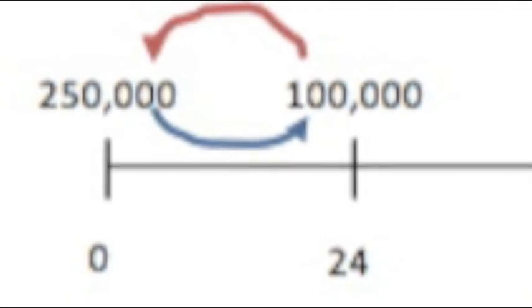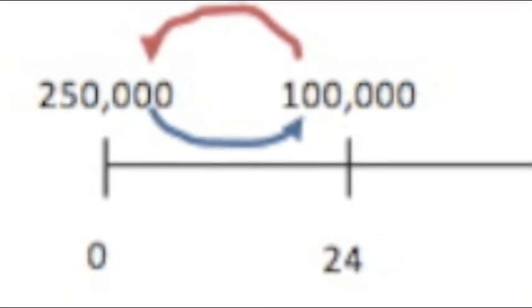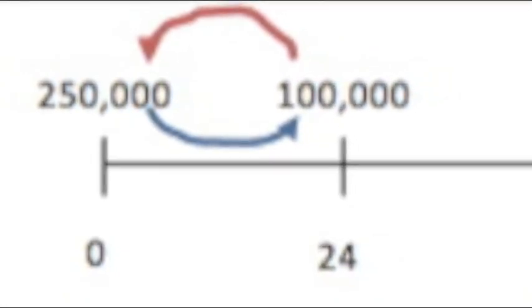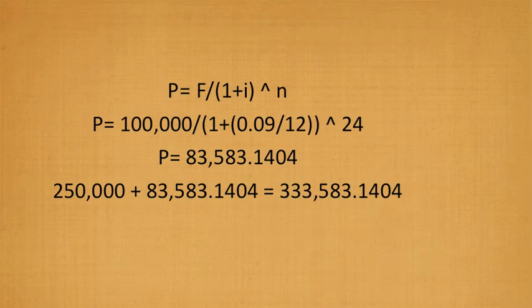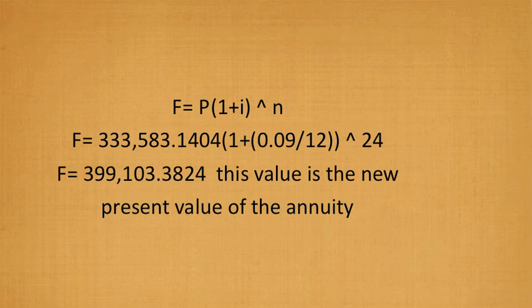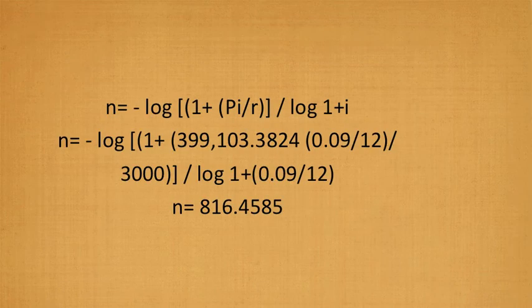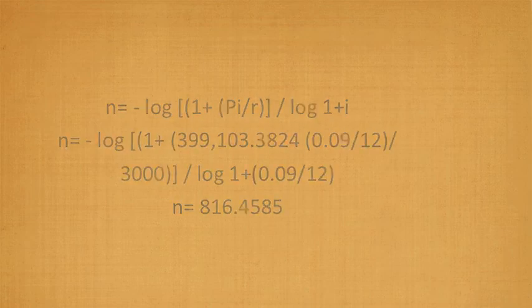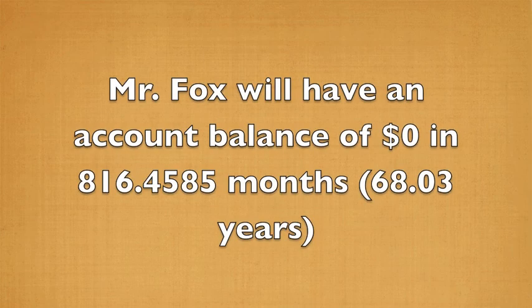We bring the second amount of the deposit 2 years back to the present in order to know the value of the money in the present. We have to add the first deposit to this amount. Second, we take this amount 2 years in the future. Then we have to find the number of payments. Finally, Mr. Fox will have an account balance of 0 in 68.03 years.